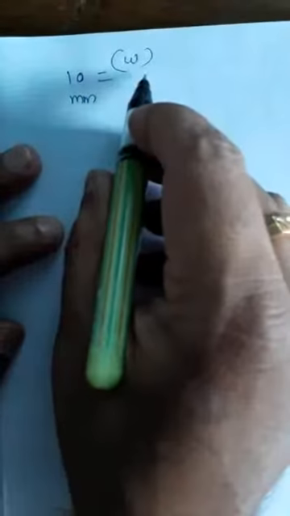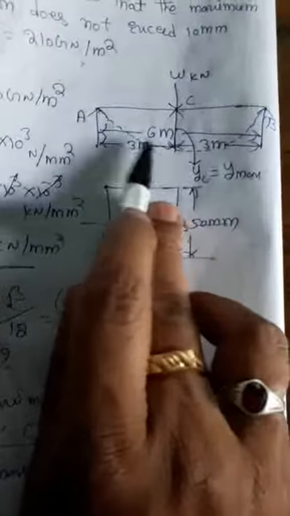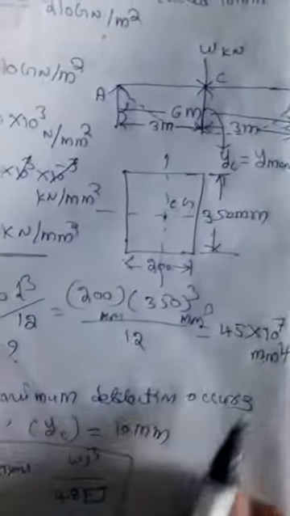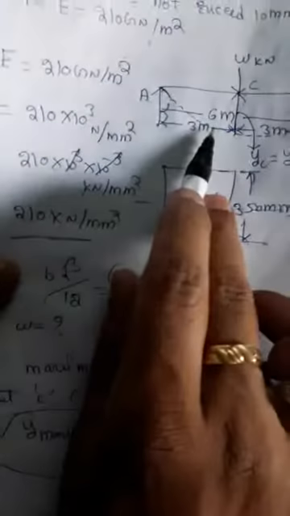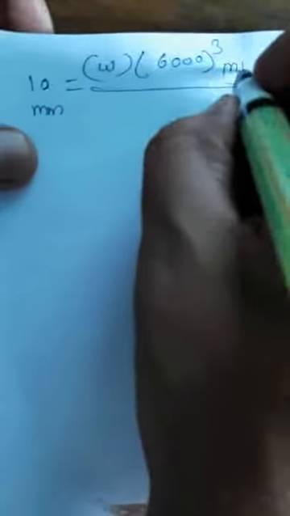So Y maximum equal to 10 mm, and W, you don't know the W value. Actually we are going to find this W value. L is 6 meters. All units are in mm, so we need to change these units from meter to mm. So 6 into 10 cube, that is 6000 cube, in mm cube, by 48 EI.